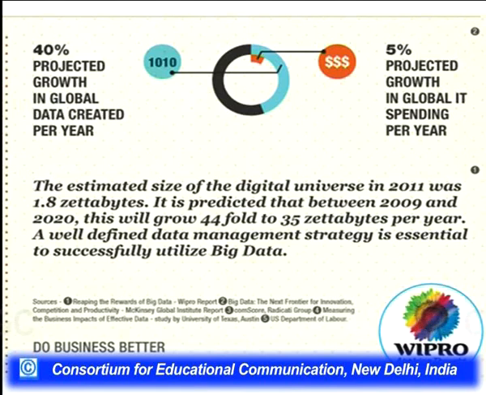Now let us see some scenarios of 2011 and after 2011 to 2020. What is the scenario here? The estimated size of the digital universe in 2011 was 1.8 zettabytes. So according to that survey, in 2011 the digital universe data was estimated at 1.8 zettabytes, but it is predicted, as a projection from 2009 to 2020, that this data will grow 44 fold to 35 zettabytes per year. So a huge amount of data is going to be generated up to 2020.